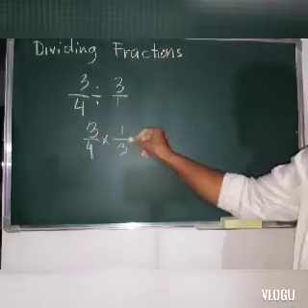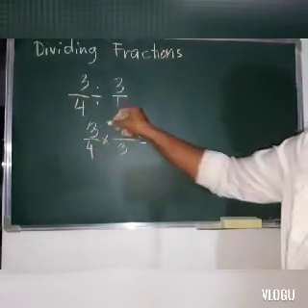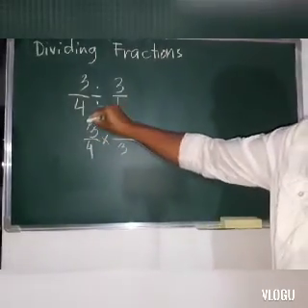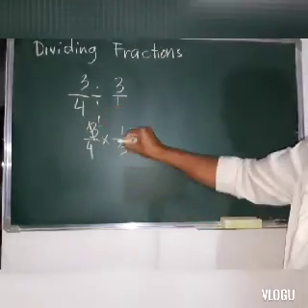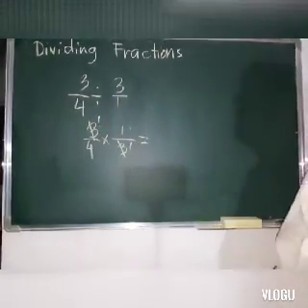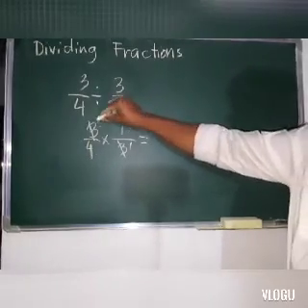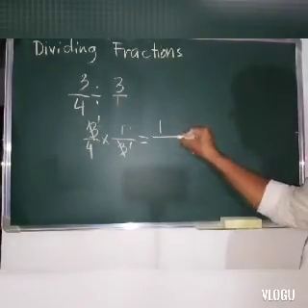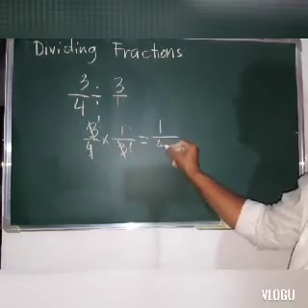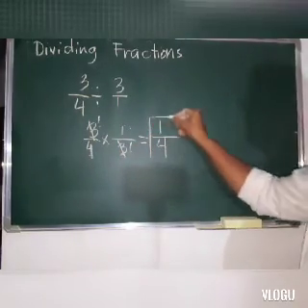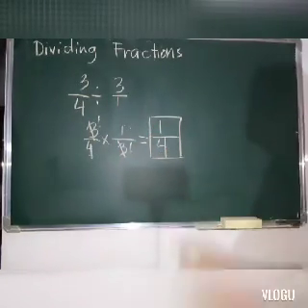Next, kung may pwedeng i-cancel, i-cancel. Dito, wala. Dito, wala. Dito, wala. Pero dito, meron. Kasi parehong 3. 3 divided by 3, 1. 3 divided by 3, 1. Okay, next, multiply numerator to numerator. 1 times 1, 1. 4 times 1, 4. So, our answer is 1/4.